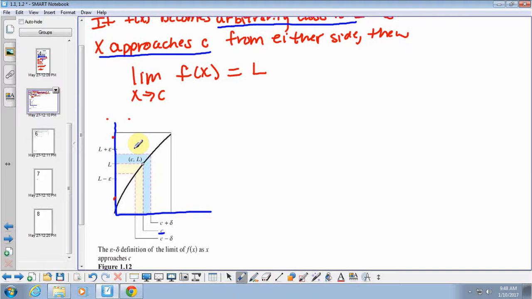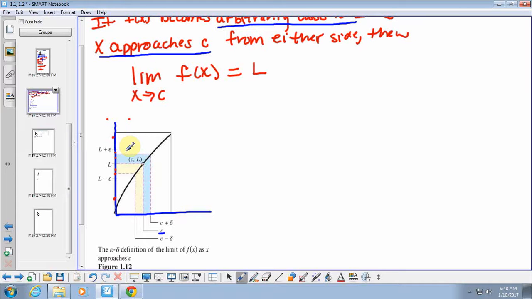But as you get closer and closer and closer to C, then these function values should be getting closer and closer and closer to L. So in the beginning, they may be sporadic. They may be all over that line. But at some point, when you're getting very close to C, these function values, if L is the limit, should be getting close to L.